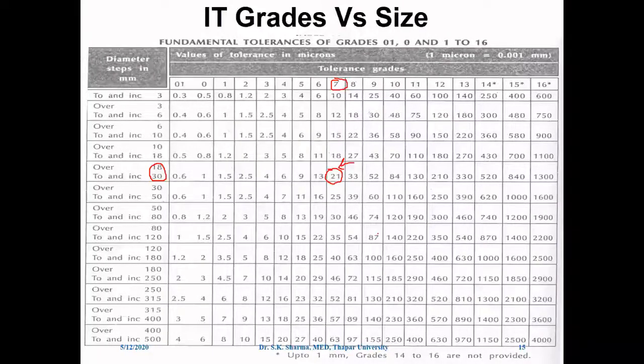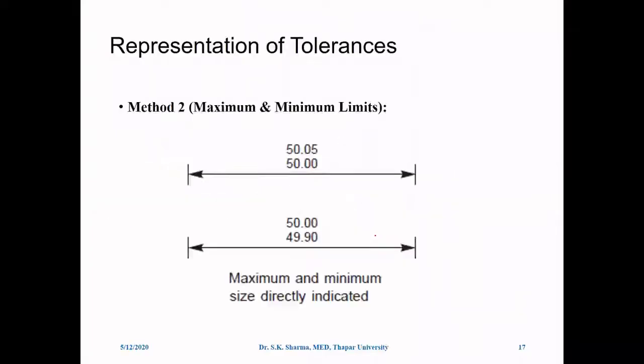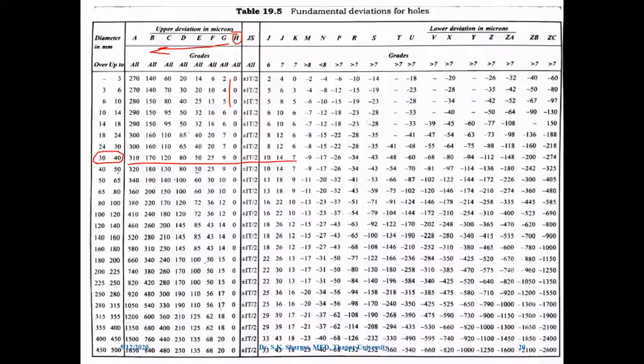And the second table that you need to use is this one. So 25 lies here, right? So for 25, we know H means 0 fundamental deviation, right? So that is 0 fundamental deviation. Now, can you calculate what are the upper limits and the lower limits for 25H7?